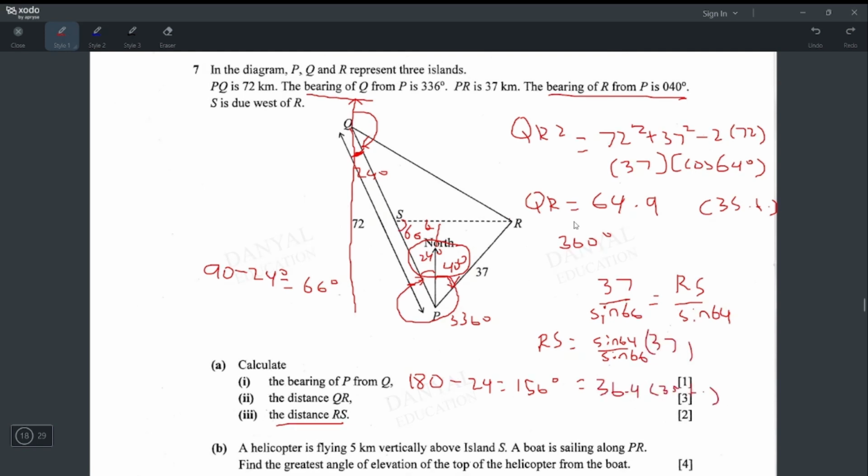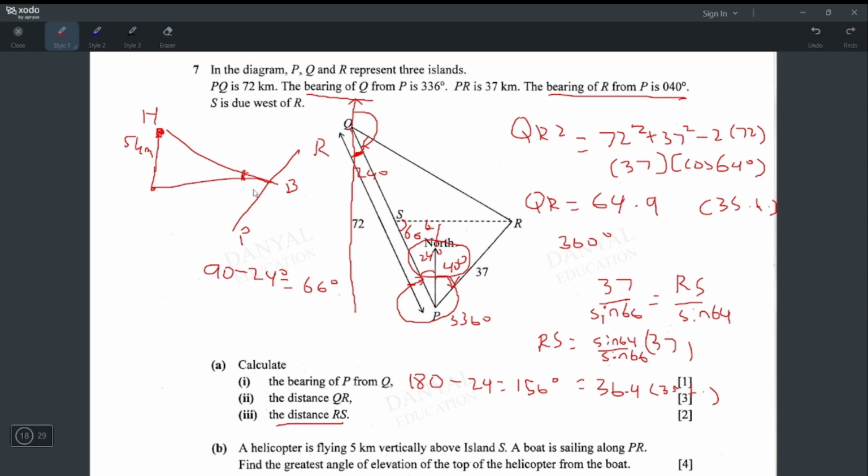So for part B, we want to find the greatest angle of elevation of the top of the helicopter from the boat. This question is a bit hard to understand, but basically we'll have a helicopter right here and a boat somewhere along PR. And this helicopter is above the island S by 5 kilometers. So if we want to visualize this vertically, we can write it down like this. We have 5 kilometers and we have the boat here. This is the helicopter, and this is somewhere along PR. And the angle of elevation is this angle right here.